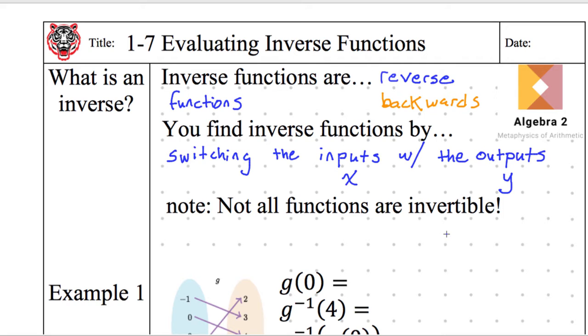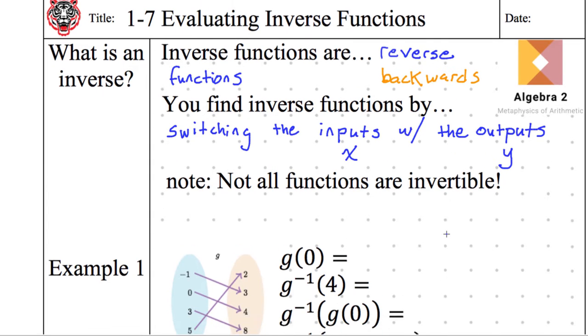So tomorrow I'm going to ask you, how do you find inverse functions? And you're going to tell me by... Perfect. So you'll be ready. By the way, tomorrow I'm getting observed by Miss Sasson, so be on your best behavior. Dude, there's no way.